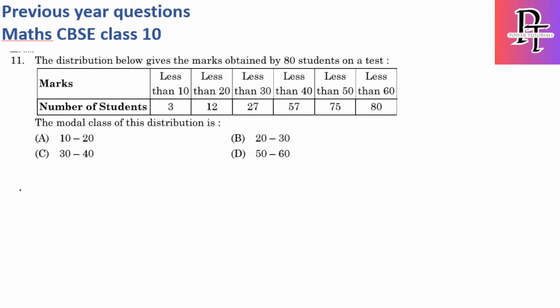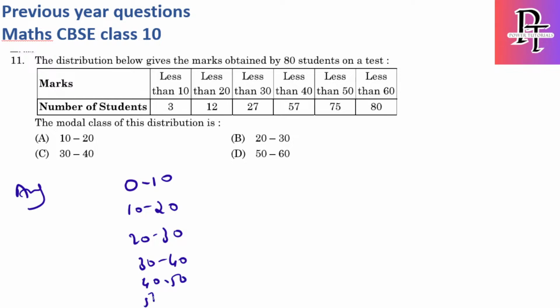Let's move to the 11th one. Find the modal class of this distribution. So we have a distribution, and they are asking to find the modal class. Before that, let's change this table into some other type, like less than 10, I'll keep it as 0 to 10, then 10 to 20, 20 to 30, 30 to 40, 40 to 50, and 50 to 60, because I need to get each 10 interval, not the entire cumulative interval.